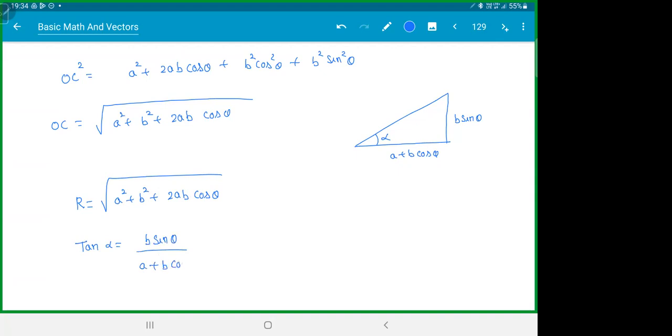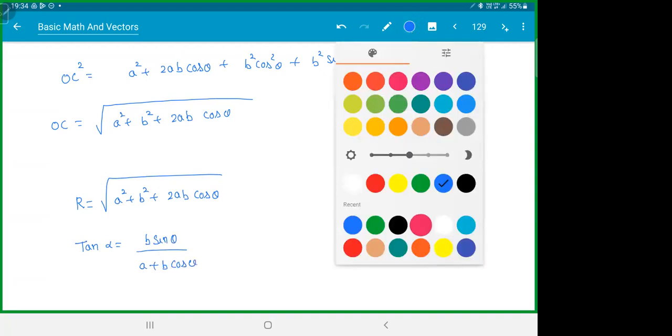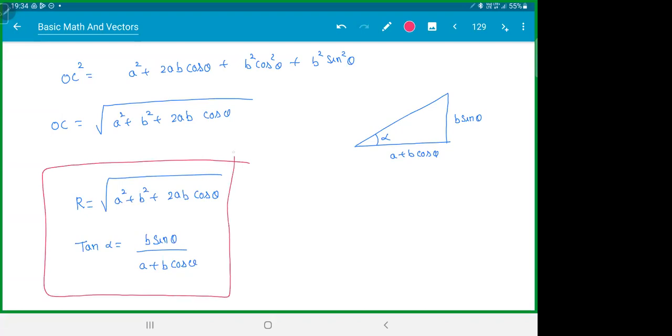This is just like vector resolution, right? There is nothing big deal about parallelogram law. It's actually kind of boring if you ask me.